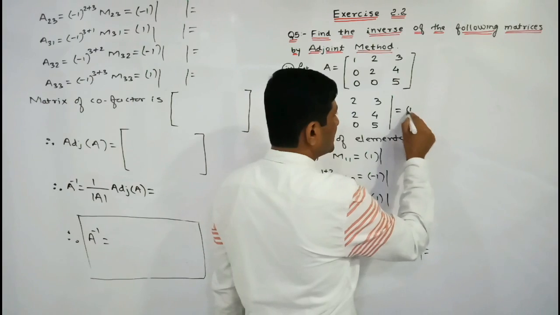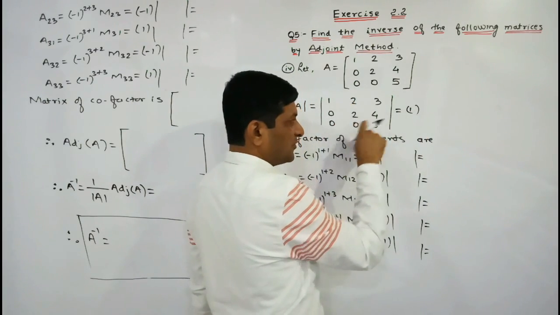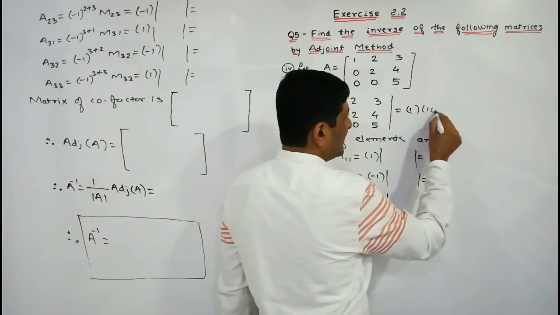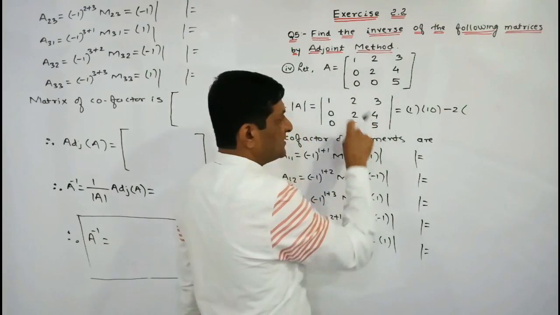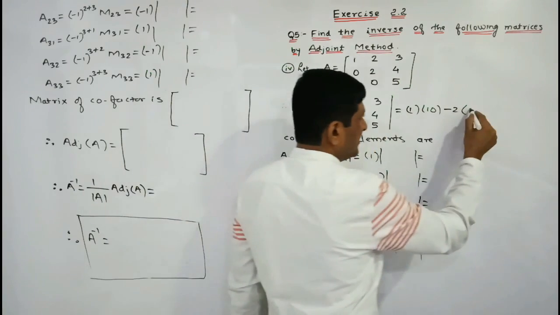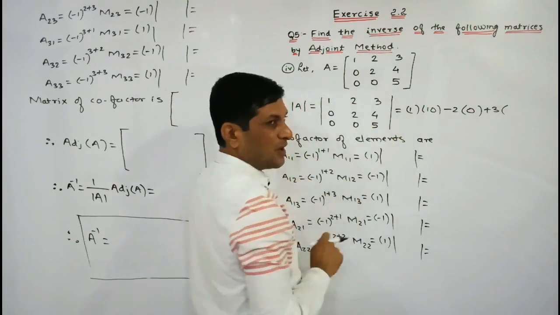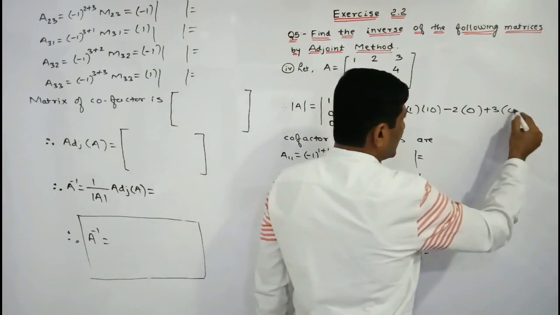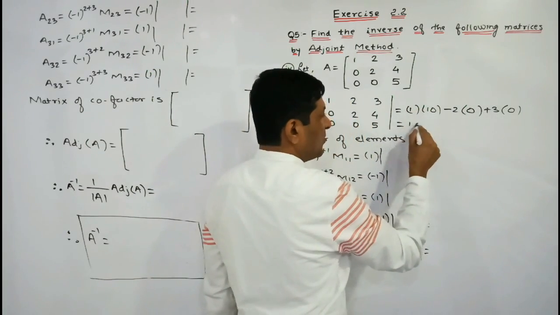1, keep it as it is, delete the first row and first column. Find the determinant of these 4 elements: 10 minus 0 will be equal to 10. Then here plus 2 is there, so we take minus 2. Delete this row and this column, take the determinant of these 4 elements: 0 minus 0 will be equal to 0. Lastly 3 into, delete this row and this column, find the determinant of these 4 elements. Here also 0 minus 0 will be equal to 0. So these two terms will become 0 and 10 into 1 will be equal to 10.